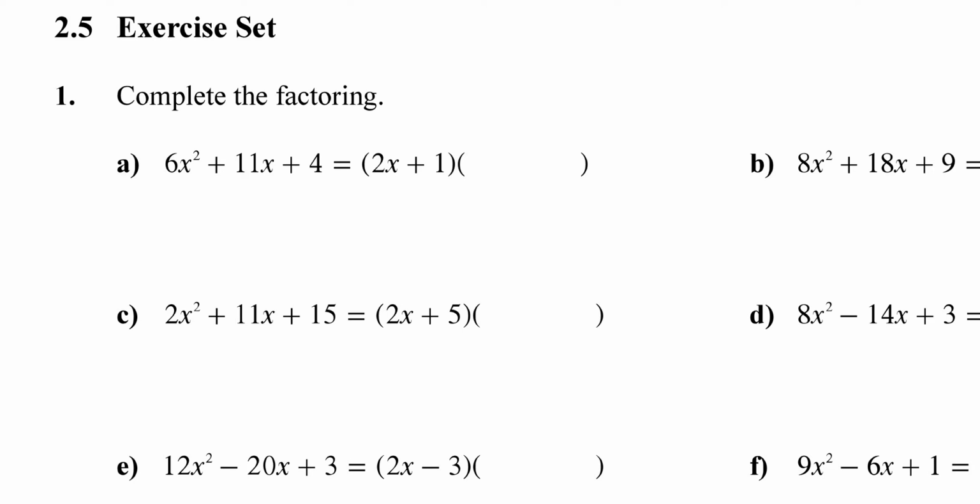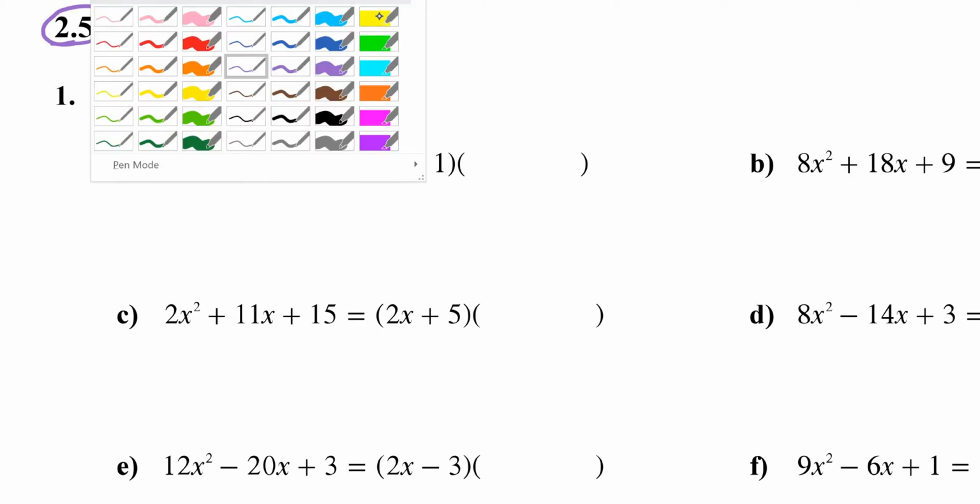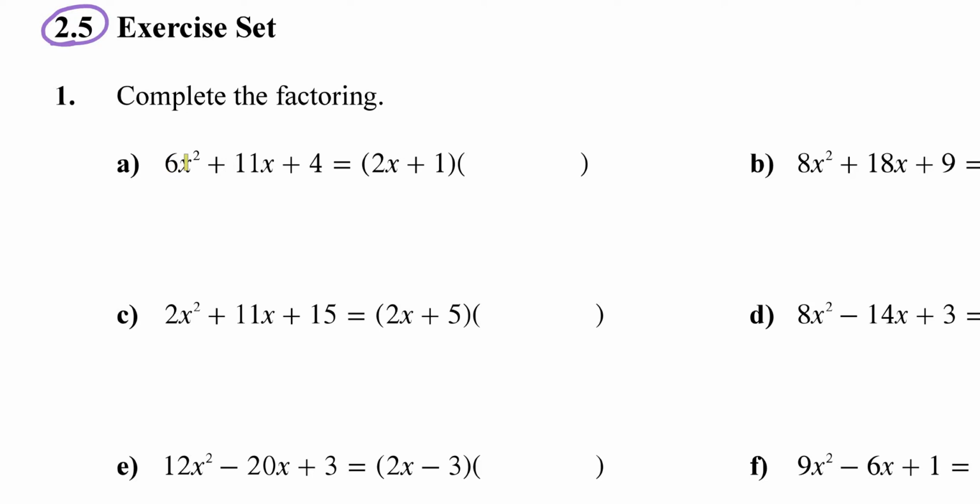Let's start the homework questions on section 2.5. And for question number 1, I need to complete the factoring. So for question 1a, I'm given this trinomial 6x squared plus 11x plus 4, and we're given one of the factored forms, which is 2x plus 1. So what we need to do is complete this missing blank right there.